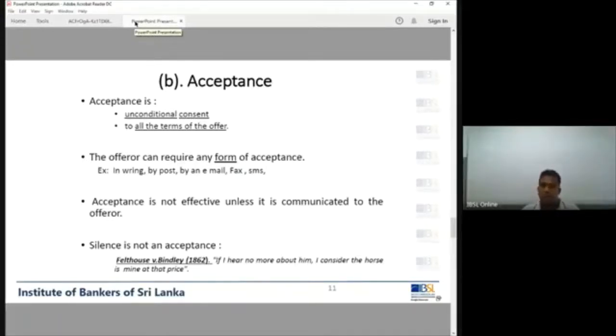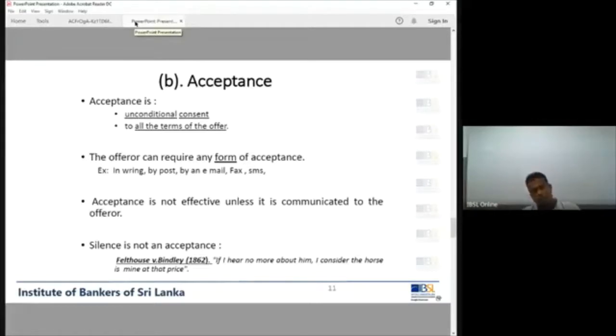Very important. You need to write each and every word of the interpretation. You can't avoid any words. If you avoid any word, that means the interpretation is wrong. It is not just consent to the offer, it is unconditional consent to all the terms of the offer. So that is another important part. So the acceptance, in a simple interpretation, is unconditional consent to all the terms of the offer.